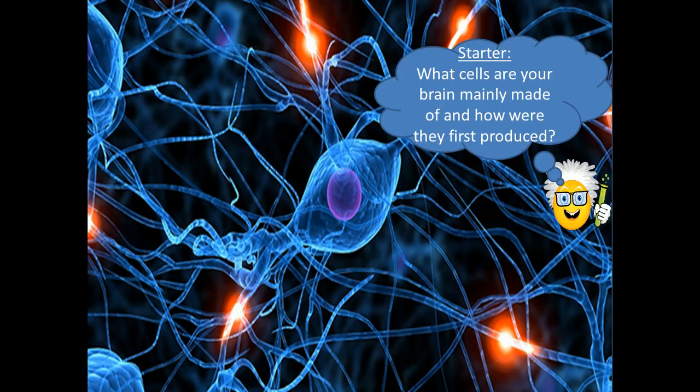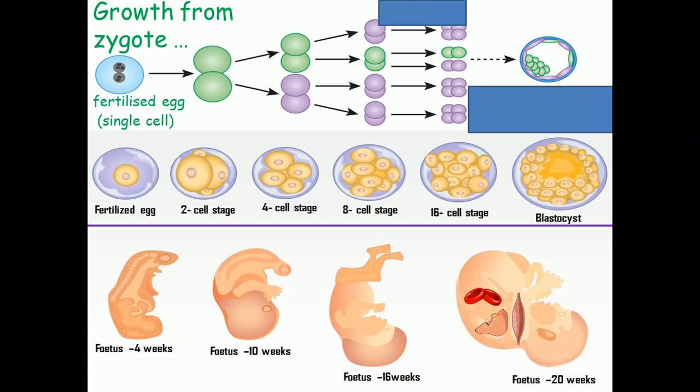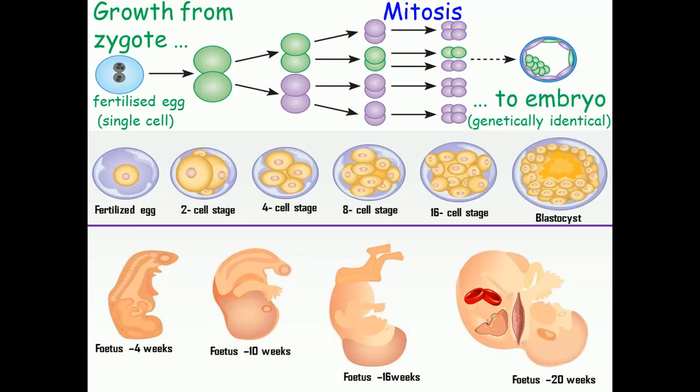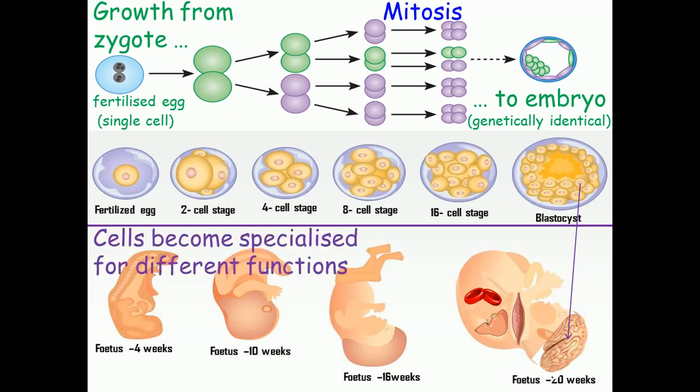What cells is your brain mainly made of and how were they first produced? So this relates to stem cells. We already know that the zygote, the fertilized egg, first develops and increases the number of cells until it becomes an embryo, and this happens through mitosis. So all of these cells are genetically identical. And then these cells have different functions because they become specialized, and this means that they become more specialized by differentiation. So one of these cells in the embryo will become more specialized into the cells that make up your brain.